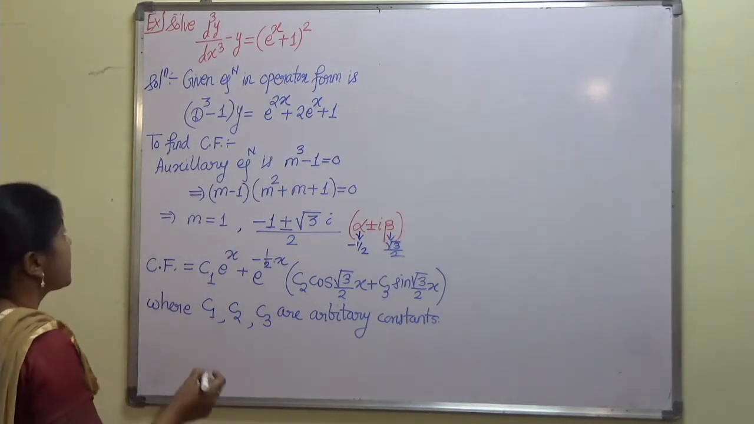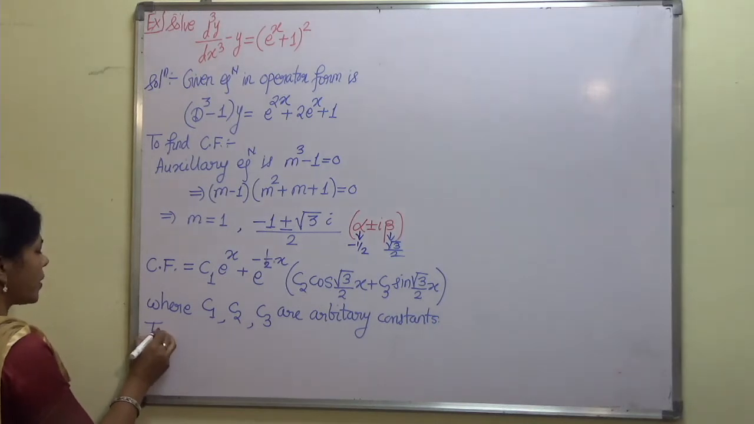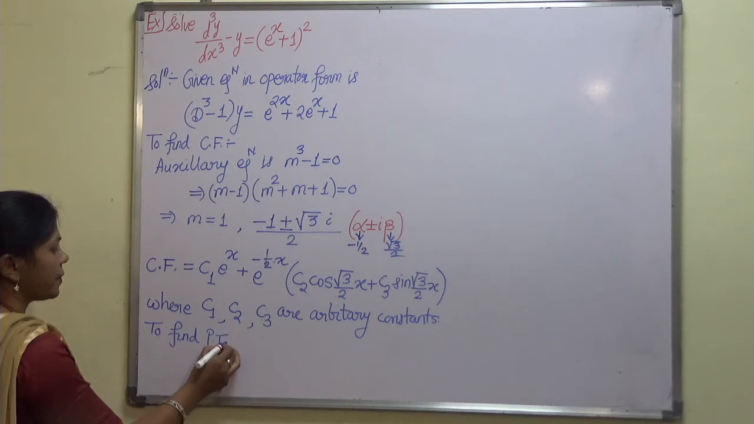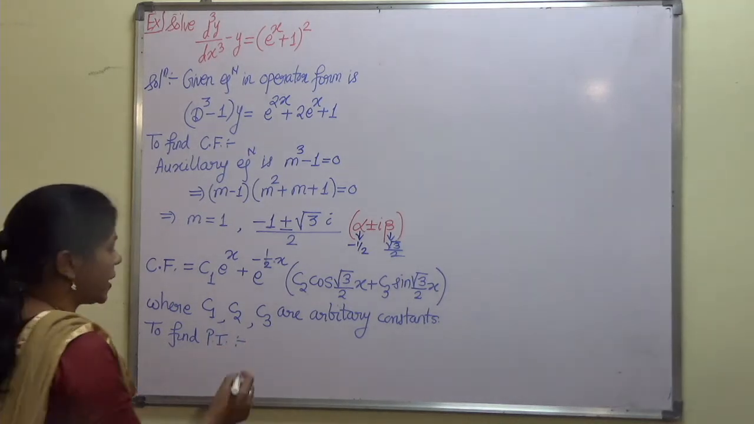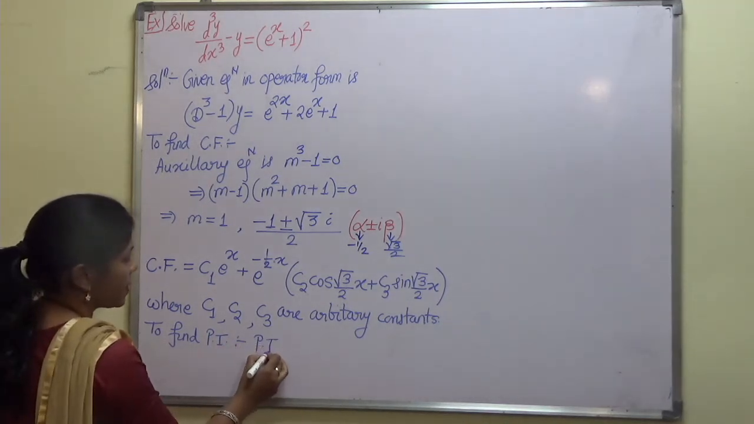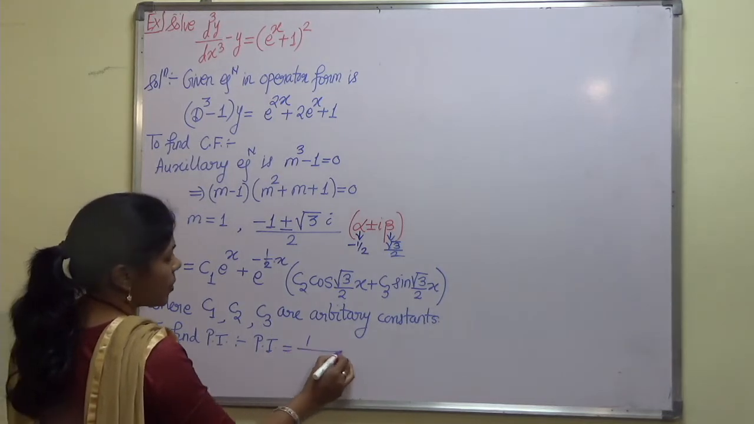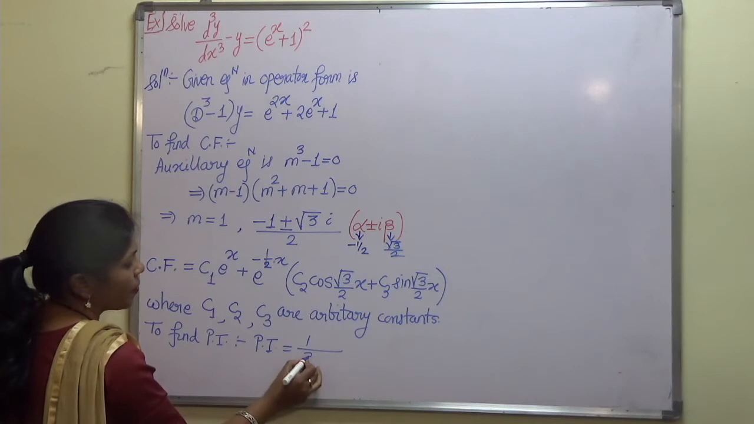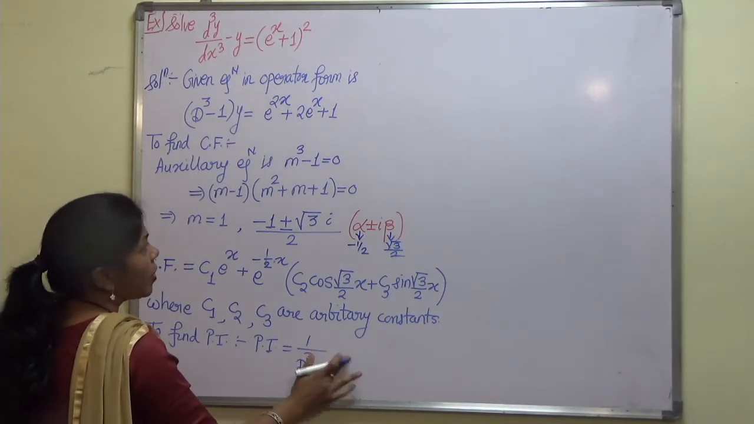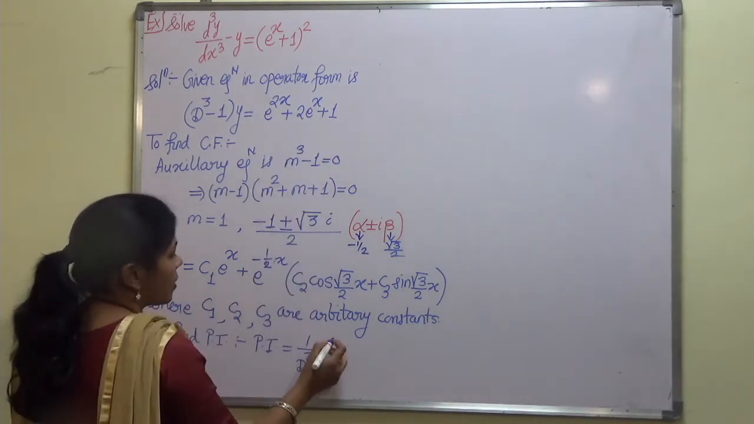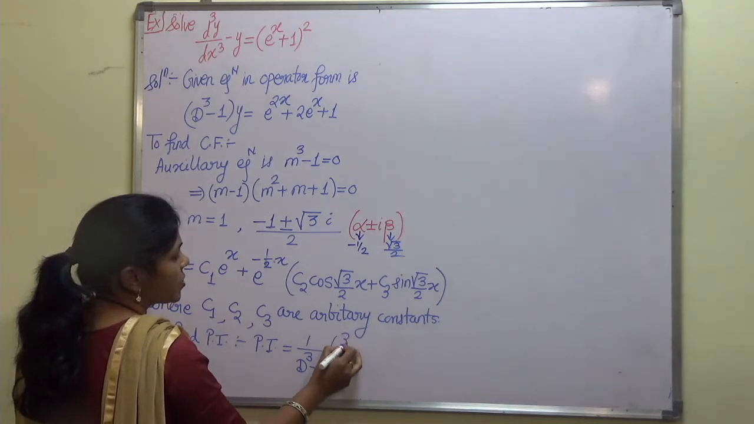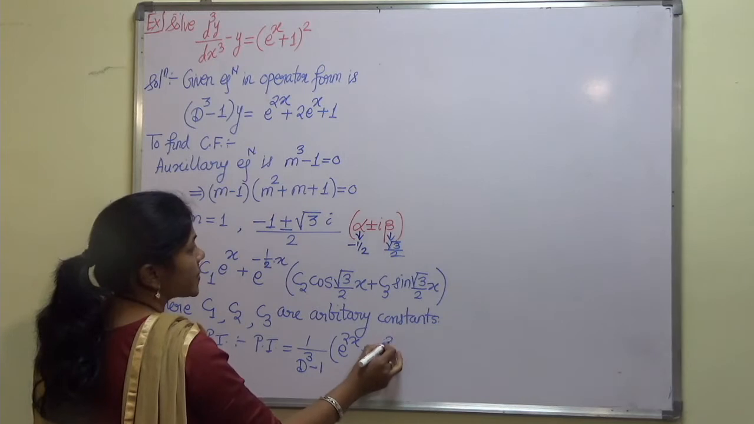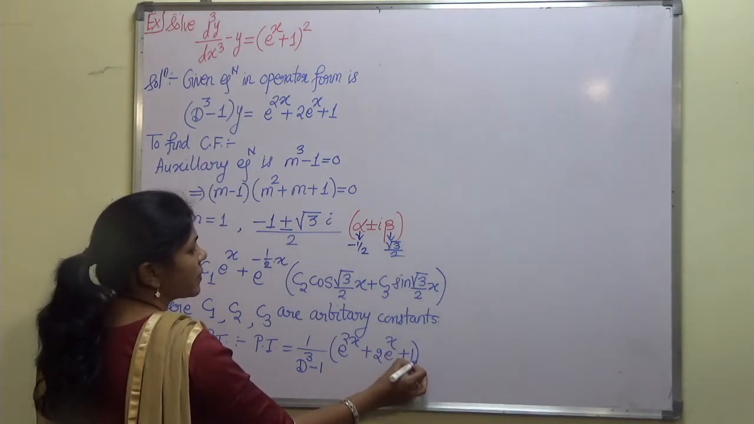Okay, now let us find the particular integral. So the particular integral is given by 1 upon the operator, that is D³ − 1, operating on the right hand side function. What is our right hand side function? e^(2x) + 2e^x + 1.